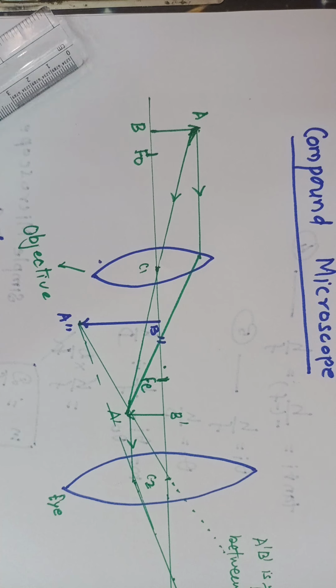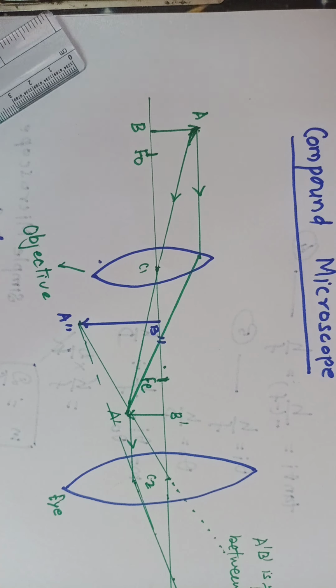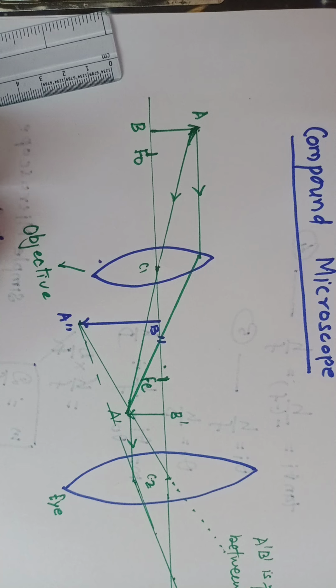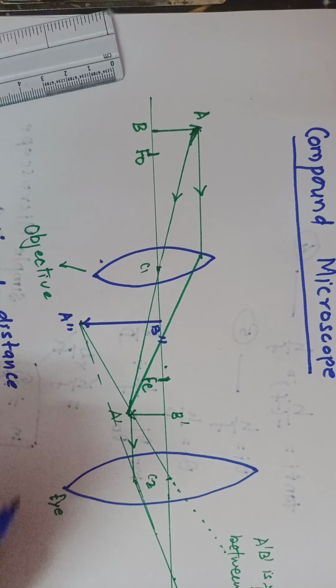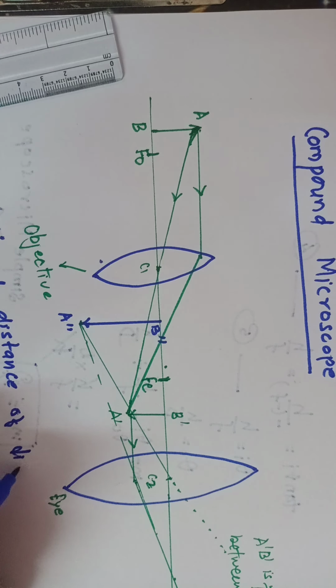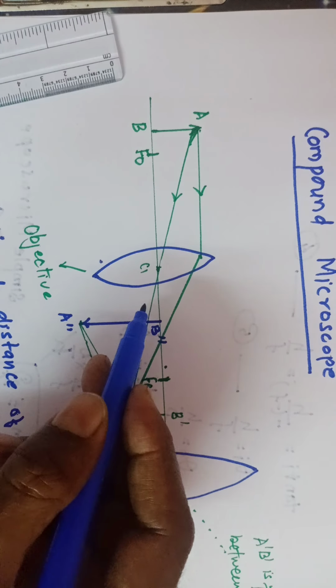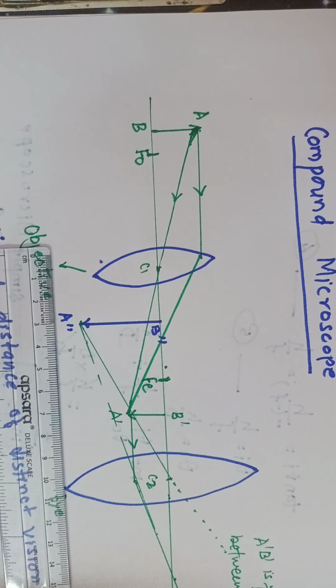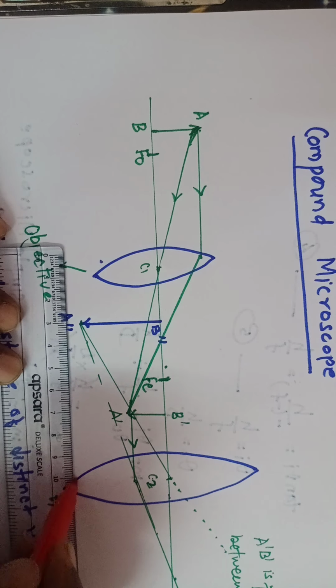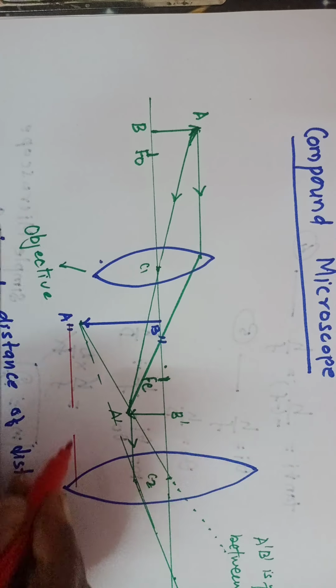So to calculate the magnification at least distance of distinct vision, here we have, because the image is formed at least distance of distinct vision, this distance will be the least distance of distinct vision, and we can say this distance is D.